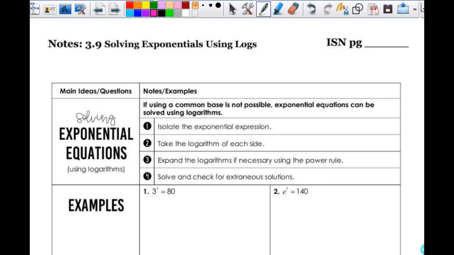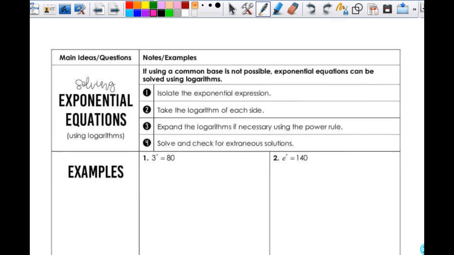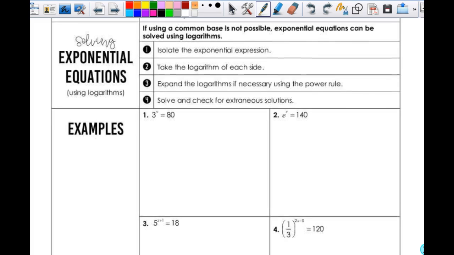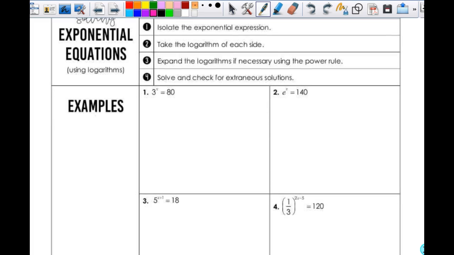We are solving exponentials using logs. What you just did on your quiz was solving exponentials by getting a common base. Today we're going to have to use logs because you can't always get a common base. When that's not possible, we have to isolate the exponential expression. We take the log of each side and then expand the logs if necessary using the power rule. It will be necessary on at least one side, or there's no reason to do it this way. And then we solve and check for extraneous solutions.